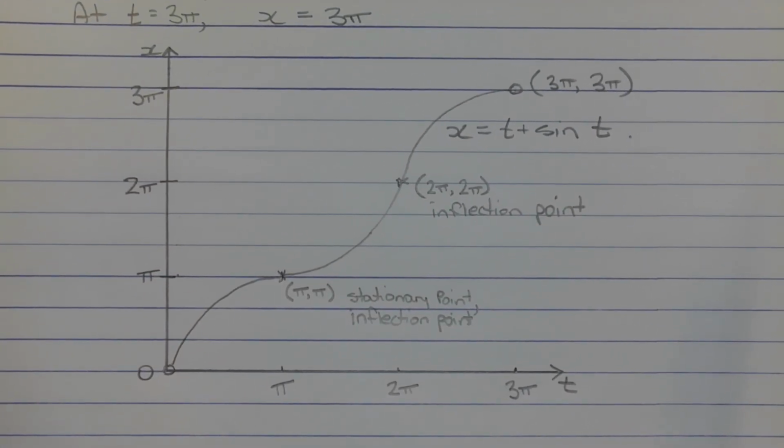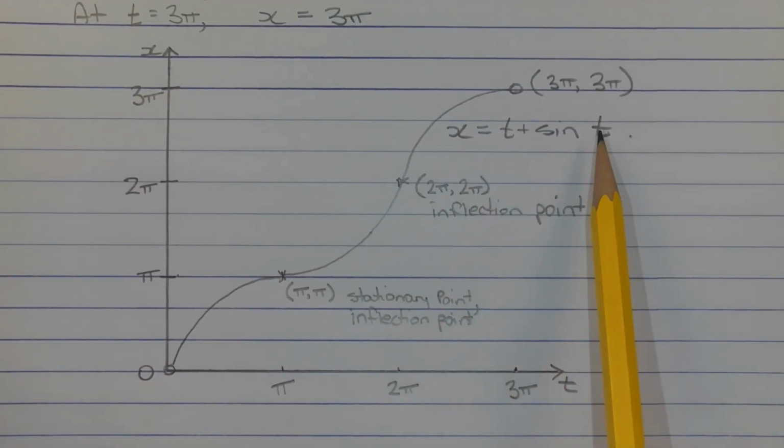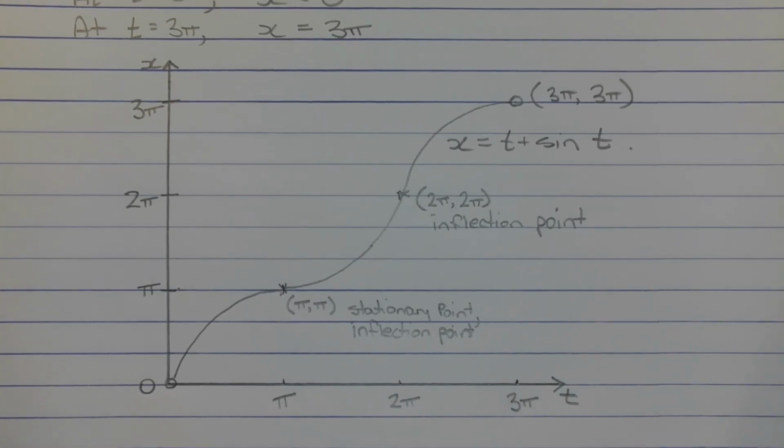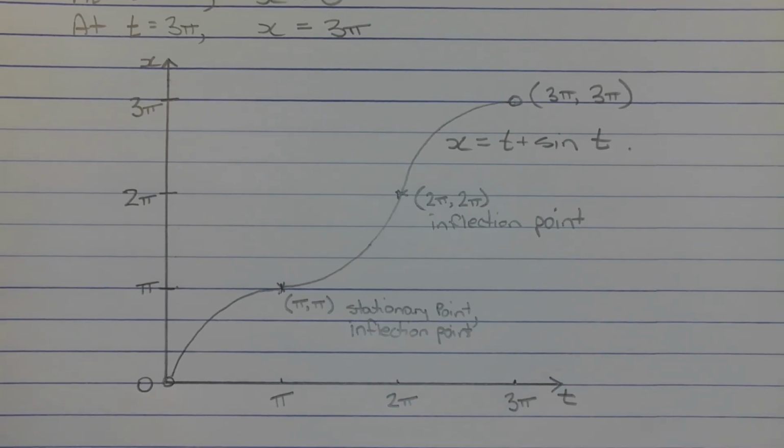So here is a graph of x equals t plus sine t, as best as possible drawn to scale. Here are the endpoints, 0, 0, which is the origin, and 3 pi, 3 pi. Notice the circle there is not included in the graph, since t has to be less than 3 pi. It's not less than or equal to.